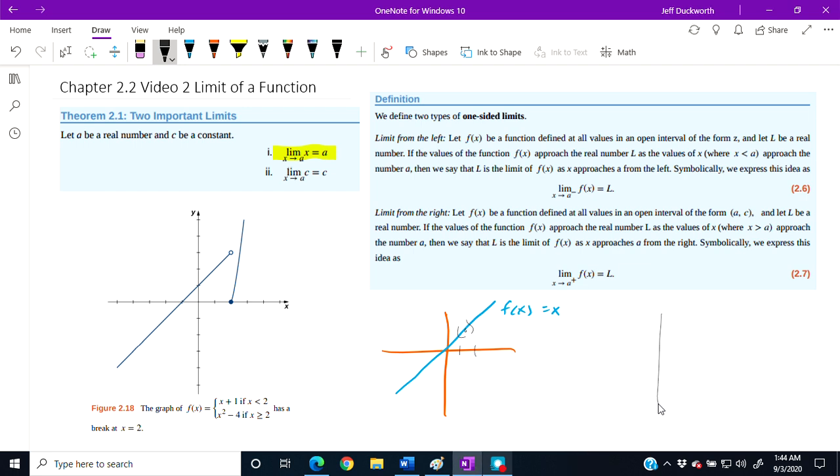Also, similarly, should be elementary is our second important limit. So the function, which is a constant, will always be that constant. So if this function equals, say, f of x equals 2, that's my function. It's always going to be 2. So the limit's going to be 2 no matter what we affix for our x spot.